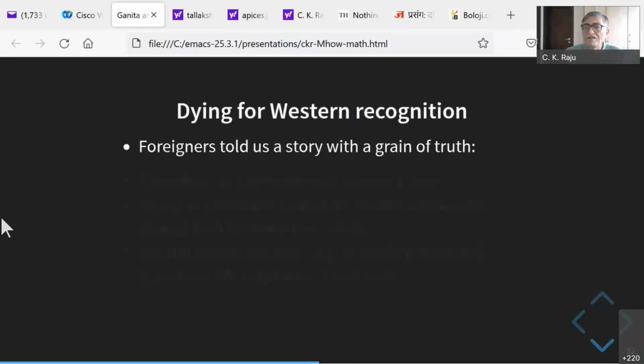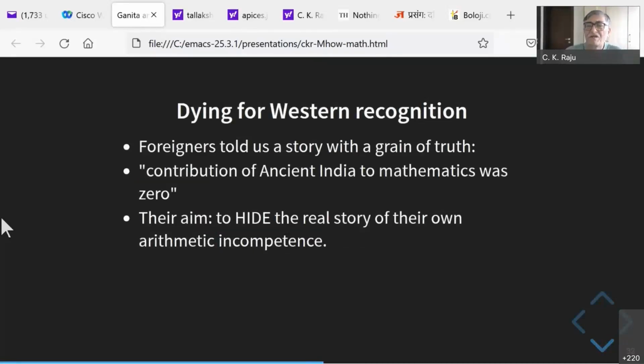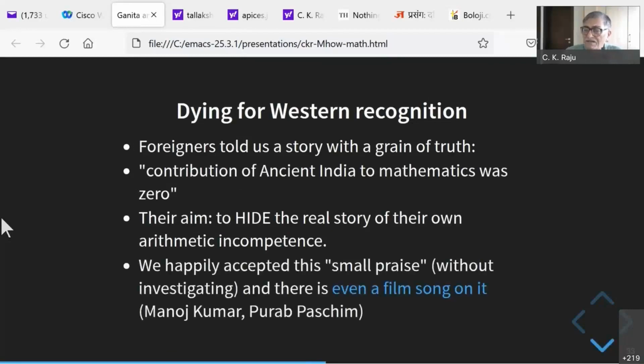But you see, the point is, they told us a story with a grain of truth. Contribution of ancient India to mathematics was zero, but the real aim was to hide the story of their own arithmetical incompetence. From Greek times, Roman times, they were arithmetically challenged. There is even a film song, Zero Diya Mere Bharat Ne. You know that? I have it here, but I don't think I'll go over it because there is very little time. So, Manoj Kumar in Purab Pashchim.